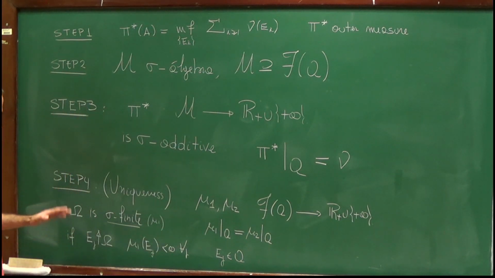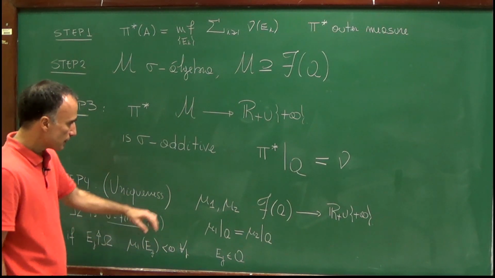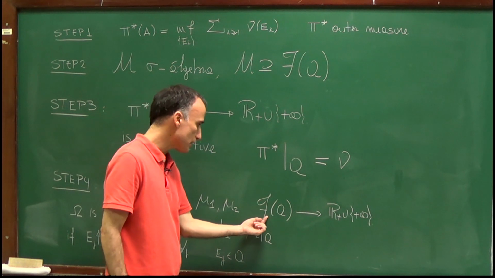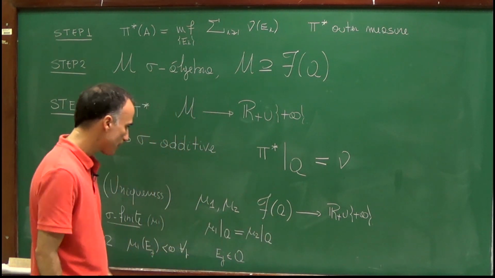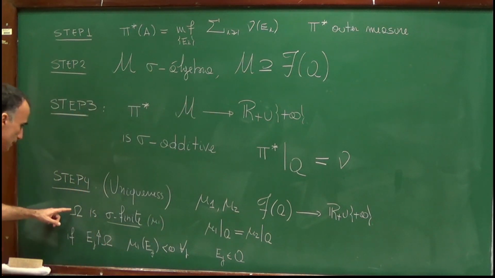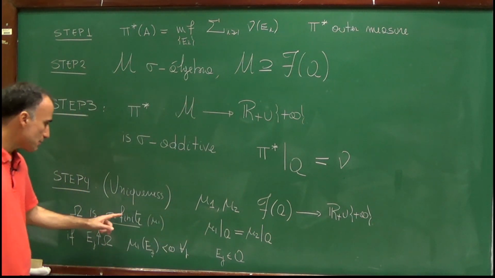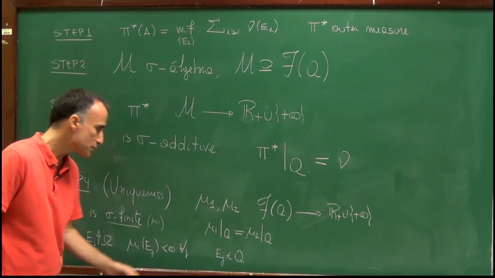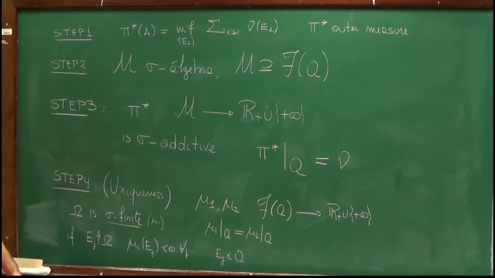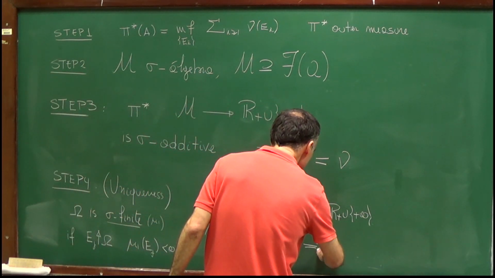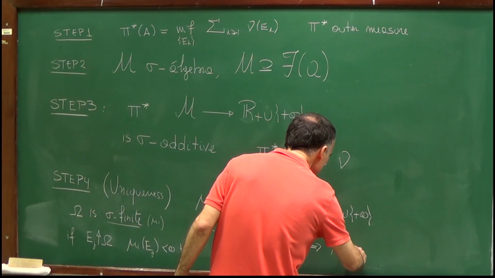So I'm assuming for the uniqueness that you have two functions which are defined in the sigma algebra generated by the algebra, that they coincide in the algebra, and that the set omega is sigma finite with respect to mu1 and mu2 with a decomposition which belongs to the algebra. And what I claim is that then mu1 is equal to mu2.